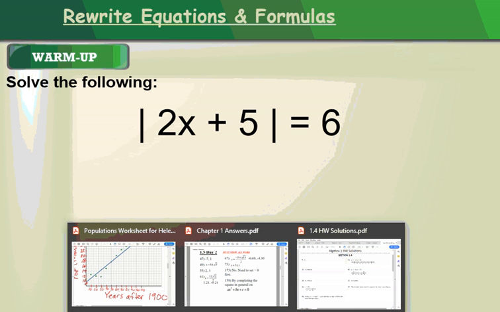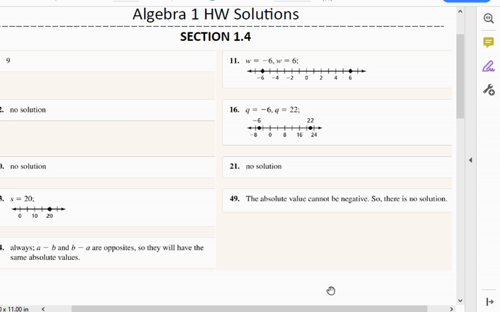If you would please have out your assignment from yesterday. It was corresponding to section 1.4 in the book. We were studying how to solve absolute value equations since chapter 1 in our algebra book is all about solving different equations. So if we need to, pause the video now until everyone has their homework out.